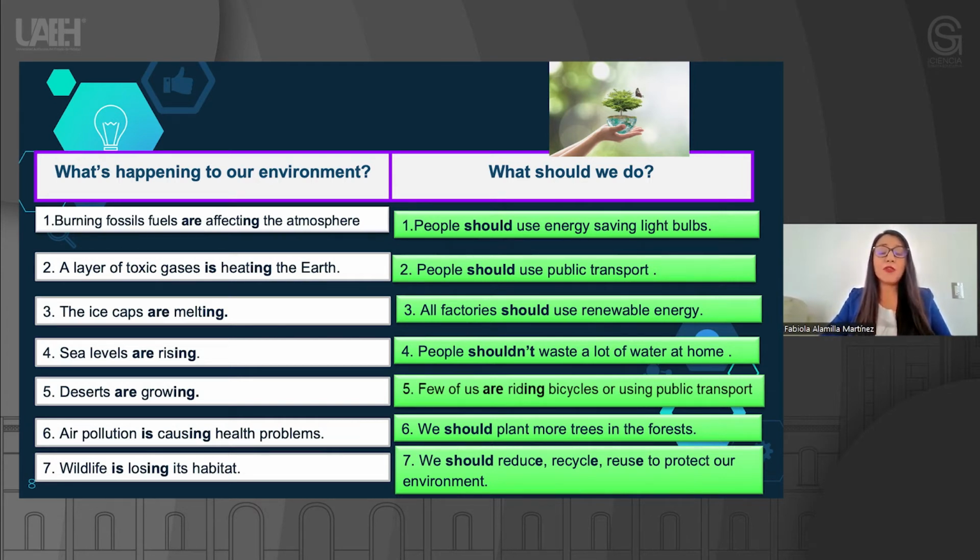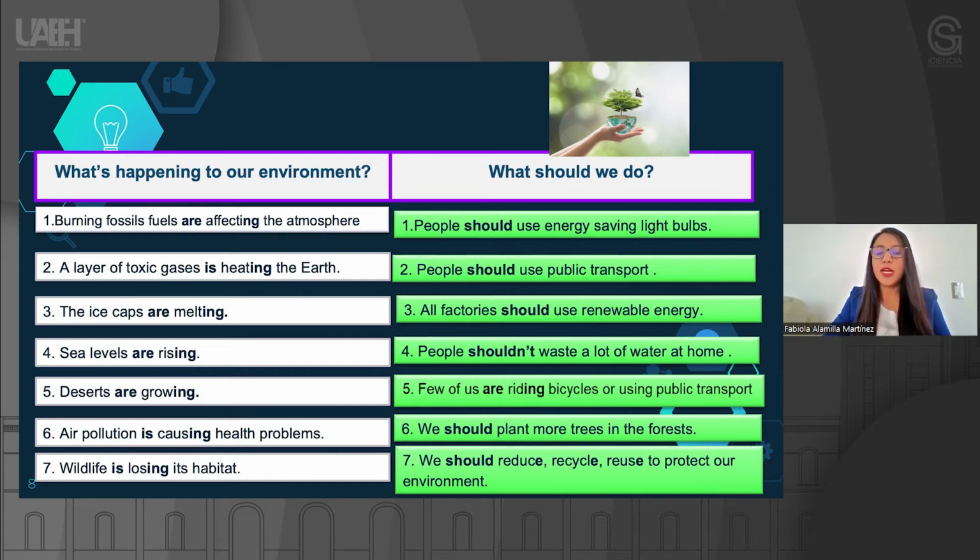On the other side of the chart, we have the possible solutions. When we want to give an opinion, or when we want to advise someone to do certain things we think are good for us, we may use the word should. Let's check the examples. People should use public transport.